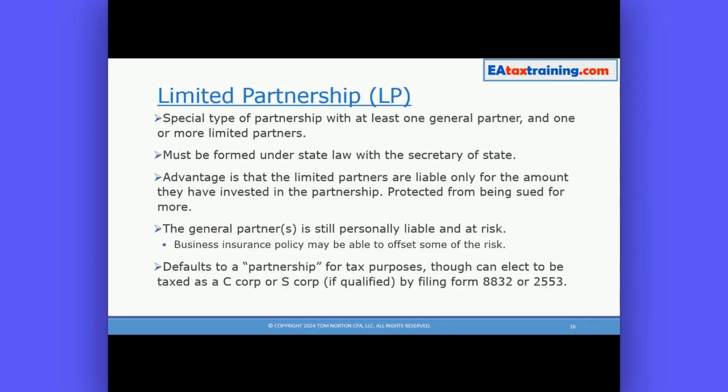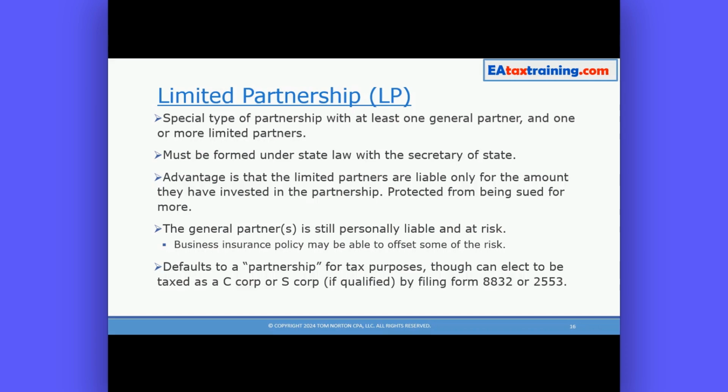Next type of partnership is a limited partnership, or LP. This is a special type of partnership that has at least one general partner and one or more limited partners. This is something that you have to go to the Secretary of State's office and file the paperwork to form this limited partnership. And why do you do this? So the advantage here is that the limited partners are liable only for the amount they have invested in the partnership. So if the partnership gets sued, then the limited partner doesn't have to worry about their personal assets being at risk.